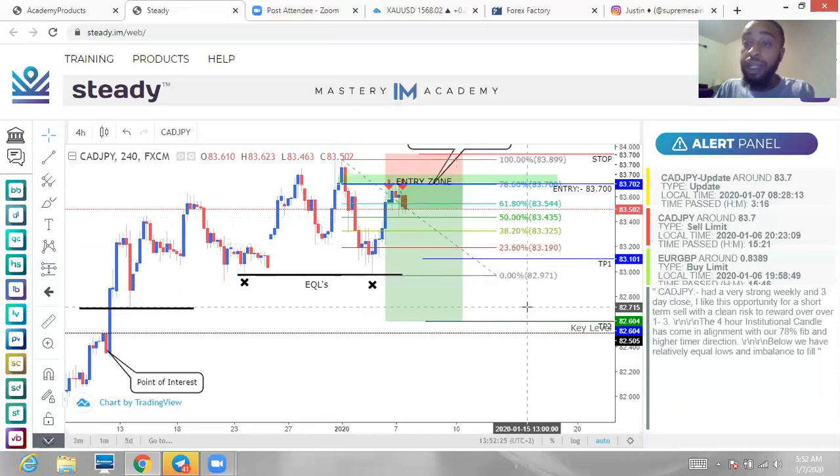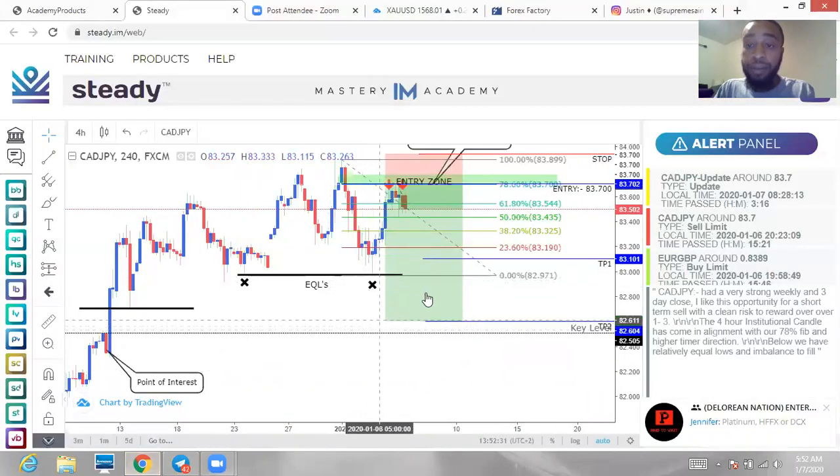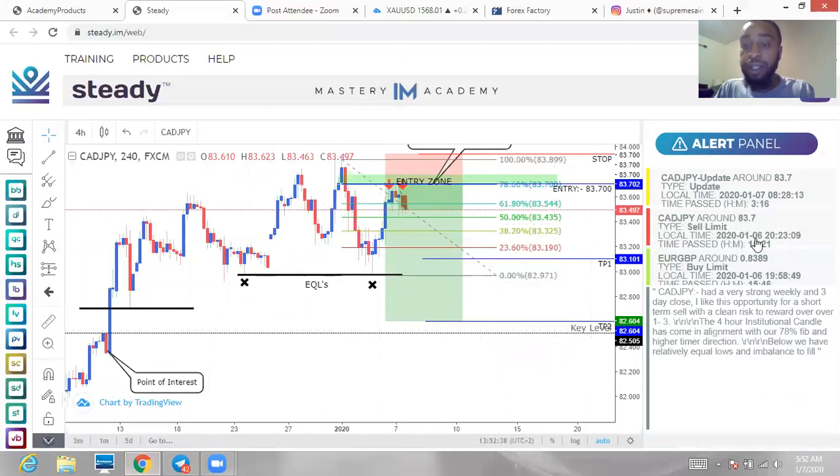So the breakdown of how steady works, you would get the alert in a telegram. You would come to steady. You will see what's the most recent pair. They have dates. This was sent out on the 7th of January. That was sent out on the 6th, right? This was also sent out on the 6th. This is an update because it's yellow. This would have been a sell. You see sell limit because it's red. This would have been a buy limit. You see green. They have messages down here.